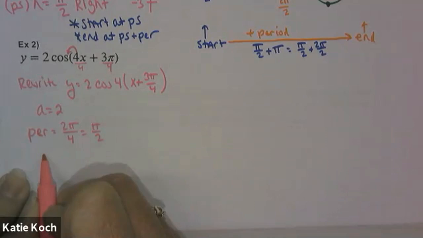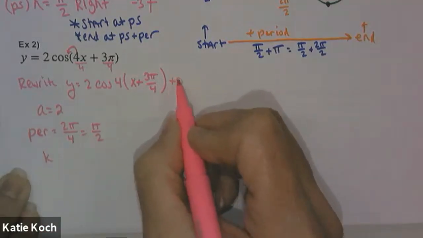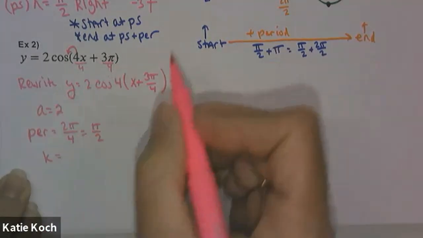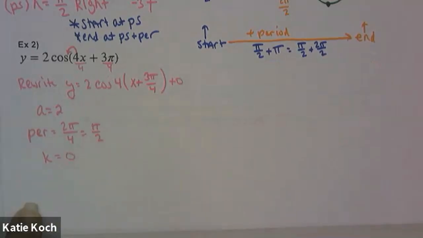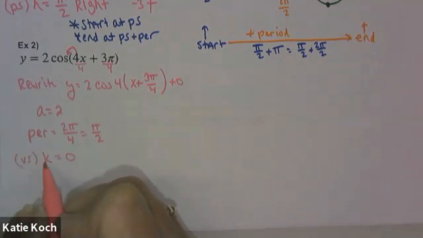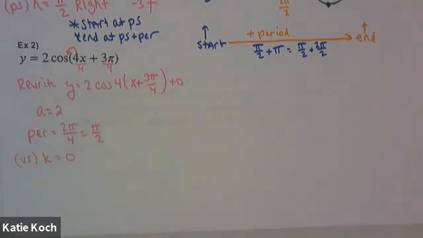The vertical shift, the k, if you want to put a plus 0 on the outside, you can, just to remind yourself that, hey, there is no vertical shift. One last thing to think about again. You can call it a vertical shift or k, it doesn't matter to me. And then the brand new piece. The brand new piece is going to be that phase shift.